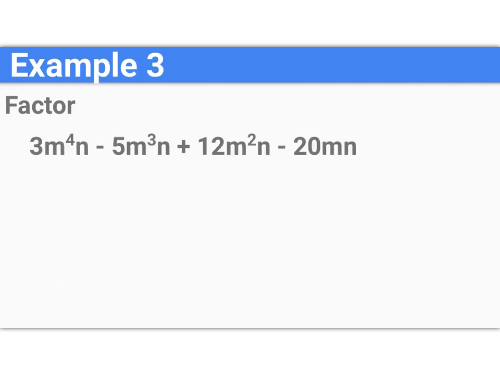And let's look at our third example. Okay, so we might have to use a little bit of factoring by grouping here. Let's see, they all have an m and n in common. 3, 5, 12, and 20, all four of these do not have a common numerical factor, but let me pull out the mn and see what's left. So I'm left with 3m cubed minus 5m squared plus 12m minus 20.